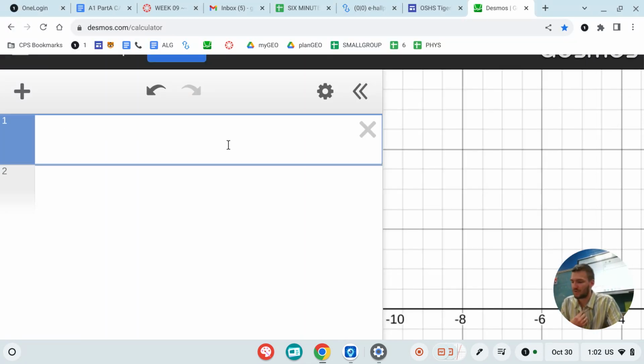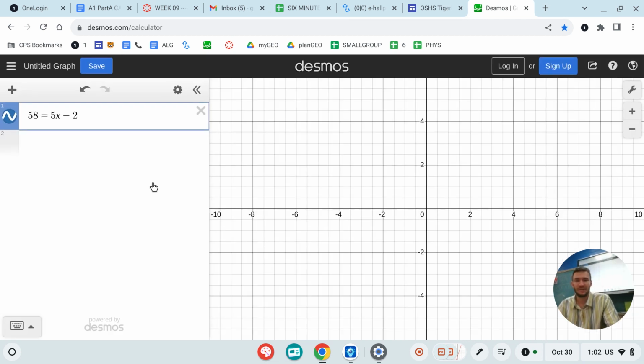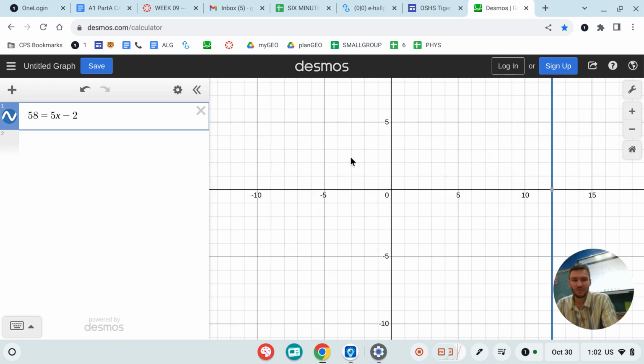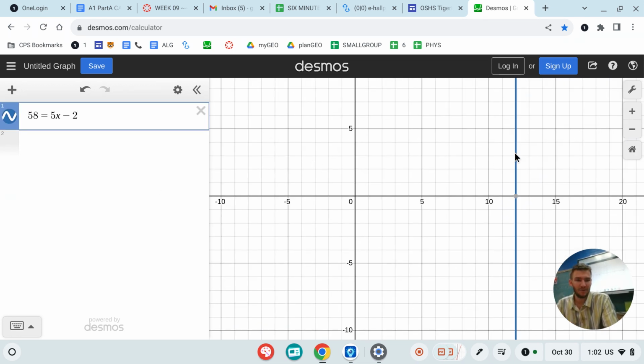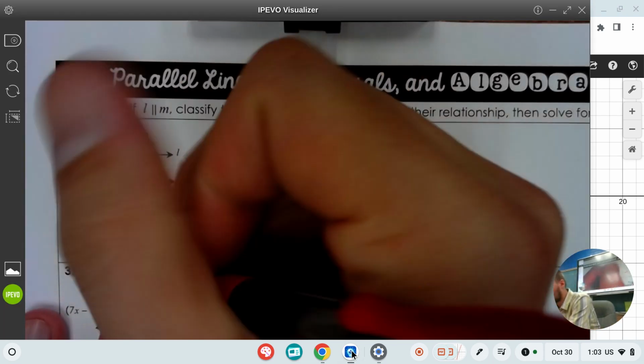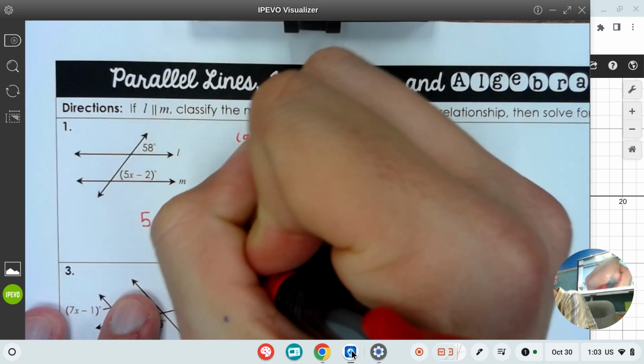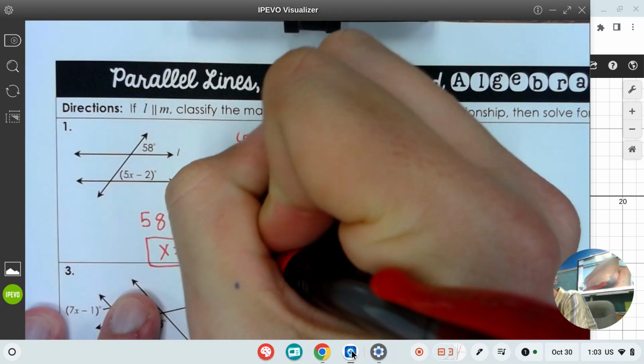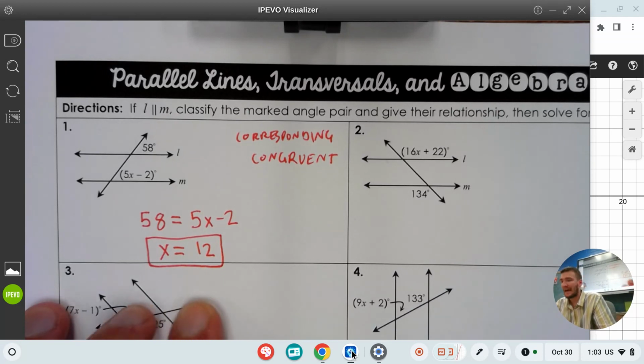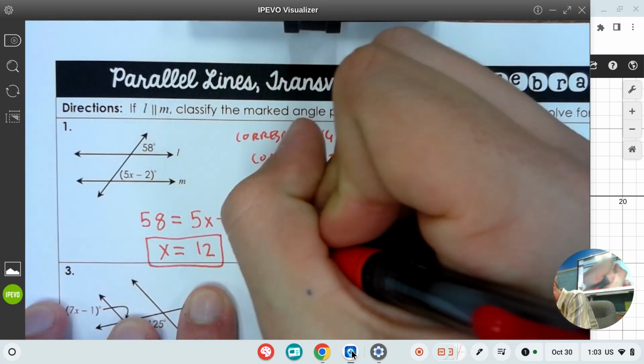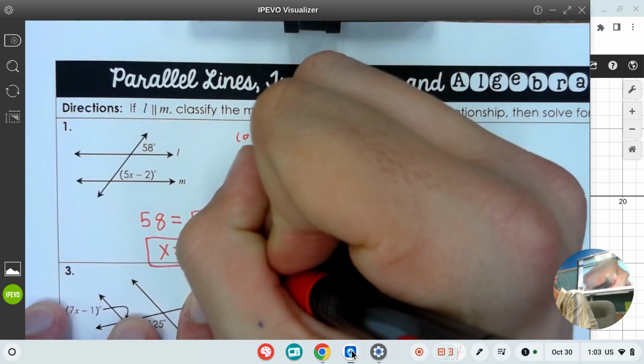We're just cruising using DESMOS. 58 equals 5x minus 2. Make sure that you look around, zoom out a little bit. I see my vertical line. It is at the value of 12, 0. And so what is the answer to this question? X equals 12.